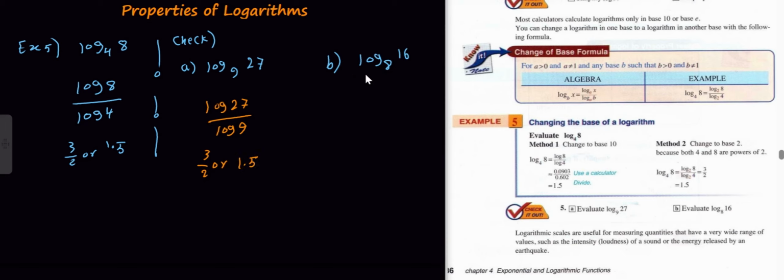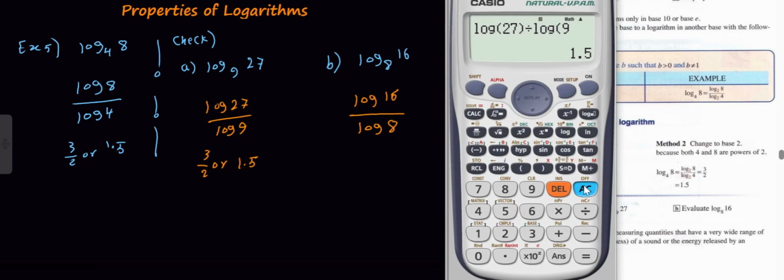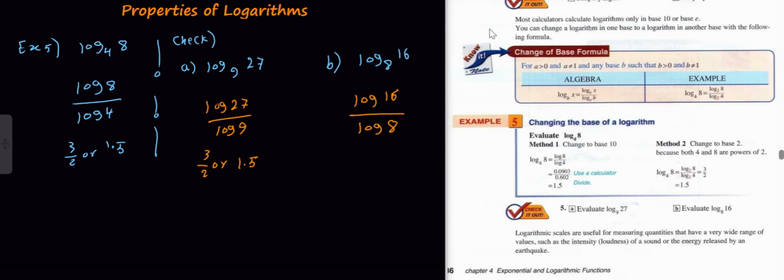It equals 3 over 2 or 1.5. For branch B, we have log 16, using the change of base rule, and log 8. Immediately we can use a calculator. We have log 16 divided by log 8 equals 4 over 3, or 1.33, equals 4 over 3. That's it. This is how we solve the examples.